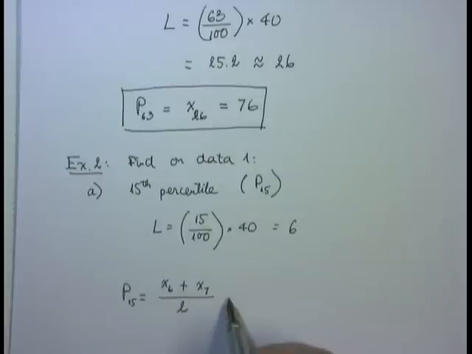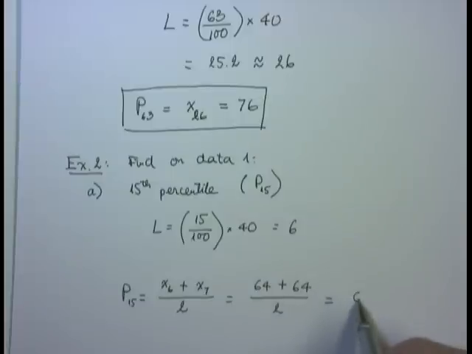And so my 6th data value on the list would be 64, plus 64 again, and divided by 2. So really my 15th percentile is equal to 64.